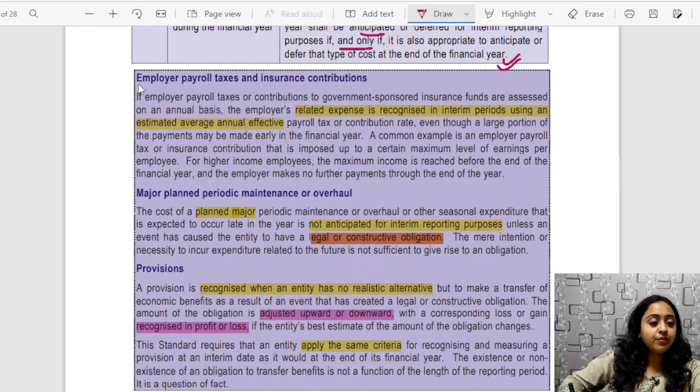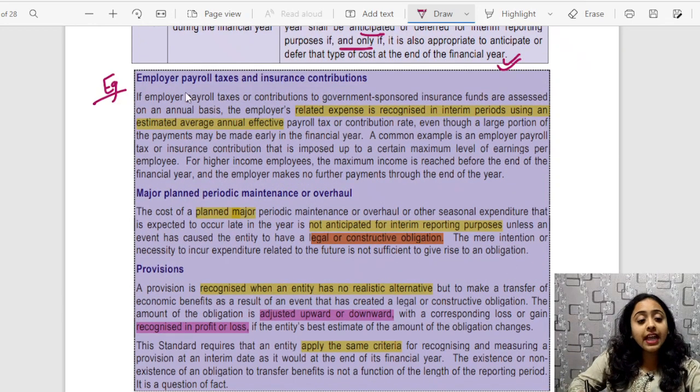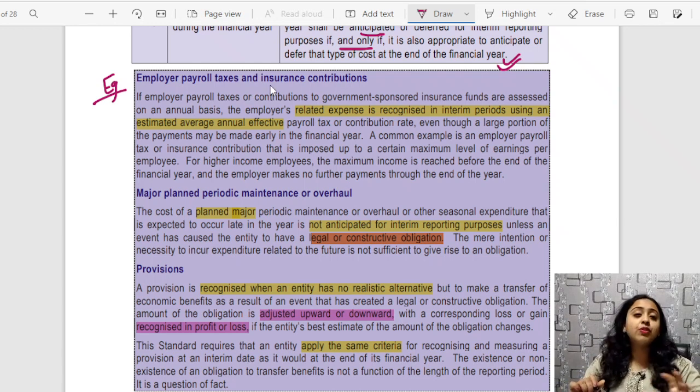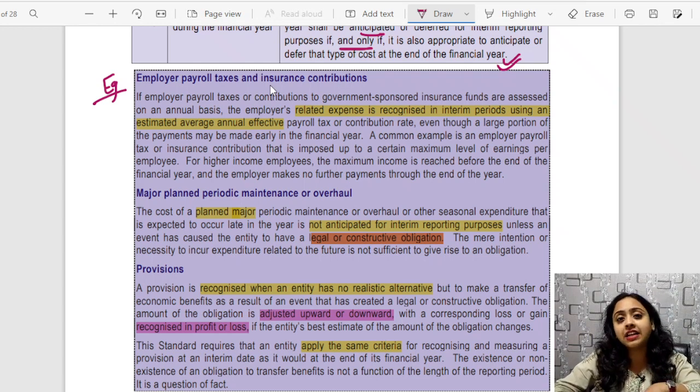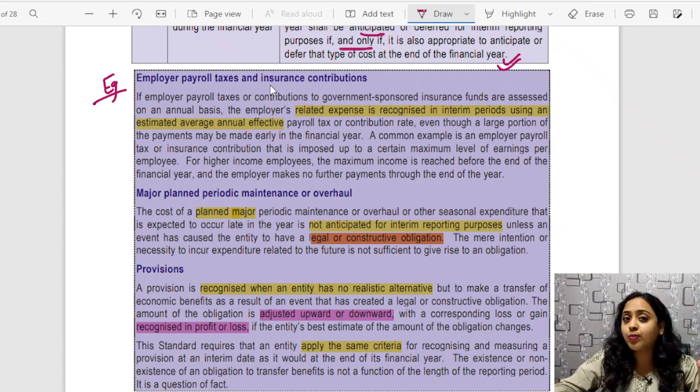Certain examples are given. We'll read them one by one. Employer payroll taxes and insurance contributions. Before that, I'll come to a point: how are income taxes paid on an individual's income? It is on a slab rate basis. Different levels of income have different rates. There is no flat rate on salary income. Now there is TDS deduction. What is TDS? Tax deducted at source. It is the employer's duty and responsibility to deduct a certain amount of tax and then pay the remaining amount to the employee. This is a very simple concept.